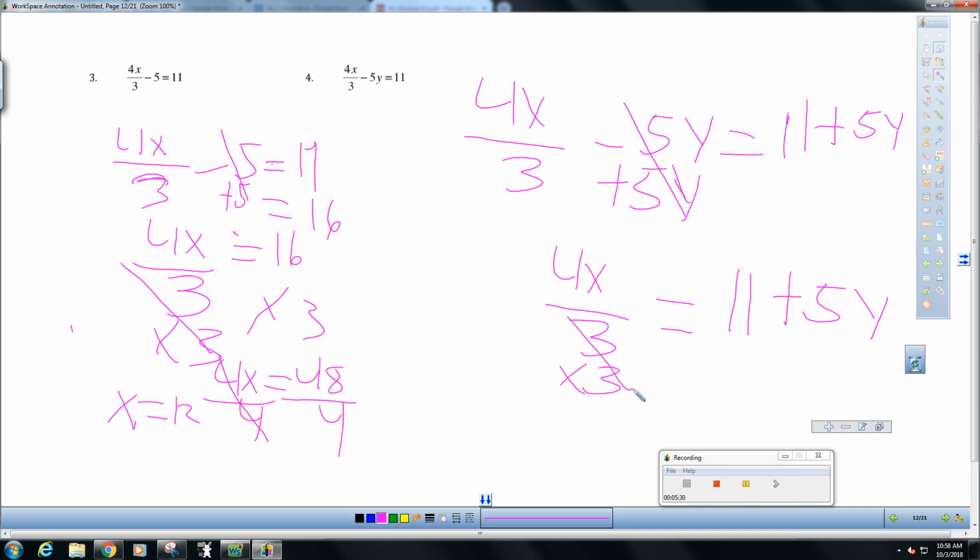You make sure to multiply both your 11 and your 5y, since you can't just multiply one thing. You have to do it to every number on each side. So you got 33 plus 15y equals 4x. And that is your final answer: 4x equals 33 plus 15y.